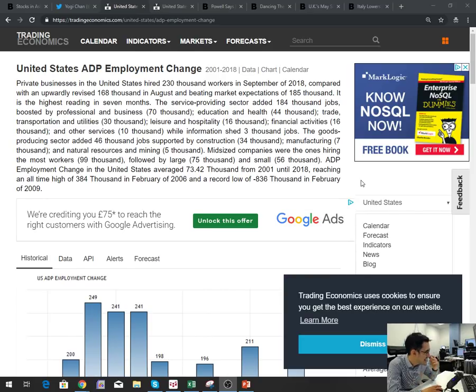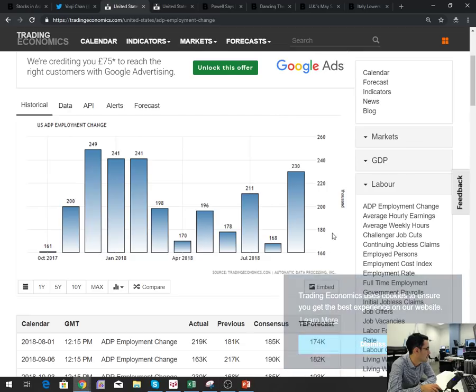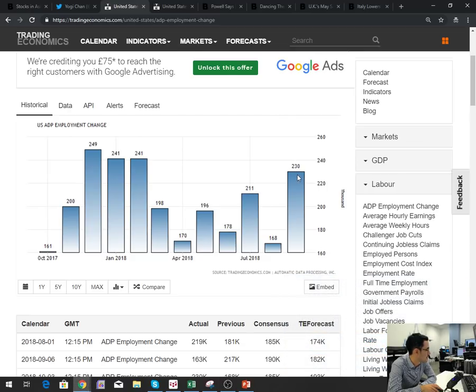You had US data yesterday. So US ADP Employment Change. Private businesses in the United States of America hired 230,000 workers. Expectations were 185. And we also had an upwardly revised previous to 168. So if you're looking here at the ADP chart, here it is. It's the highest number that we've had here going back all the way to February of 2018. And a really strong, nice recovery off that 168 fairly depressed figure.